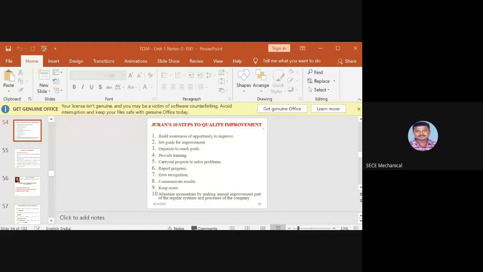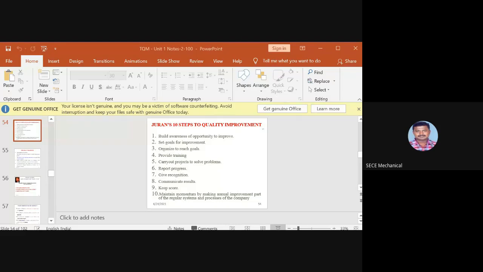And next is communicate results, whether we achieved something, whether we won something, or whether we improved the quality or are continuously improving. These things should be communicated to all the persons working within the organization or industry, from top level to bottom level, and the communication should be shared properly. Next is keep score for each and everything. We will fix a score, and based on those scores we can give rewards, awards, and recognitions.